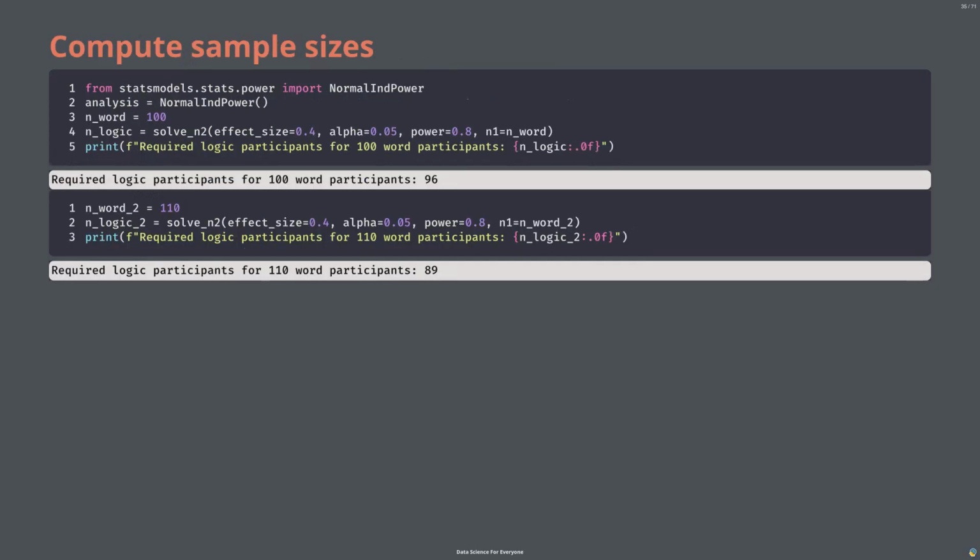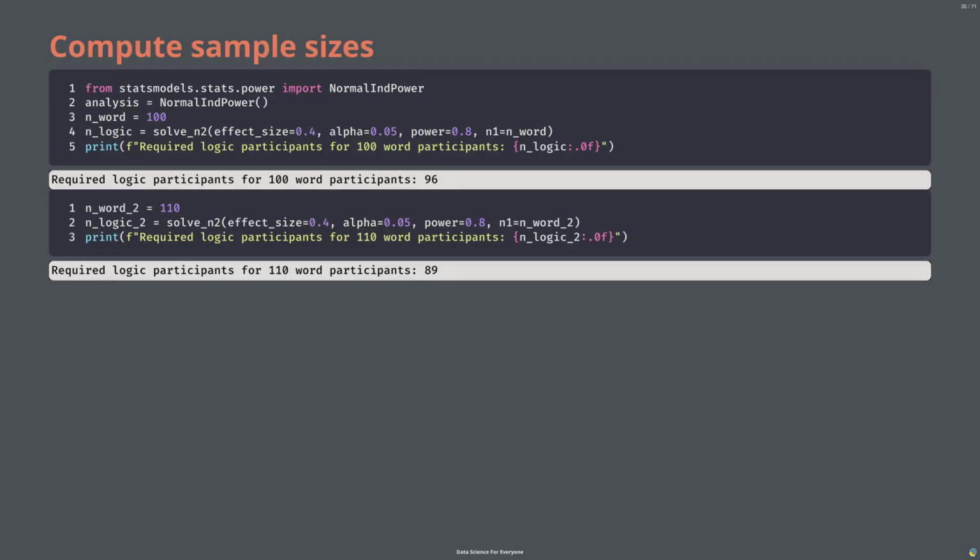The output shows that for 100 participants in the word puzzle group, we need 97 participants in the logic puzzle group for an effect size of 0.4, significance level of 0.05, and a power of 0.8. If the number in the word puzzle group increases to 110, the logic puzzle group adjusts accordingly, though the total stays roughly the same.